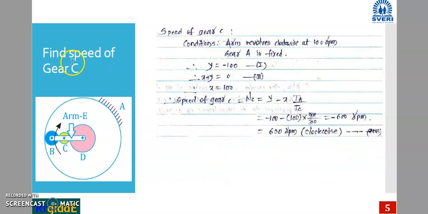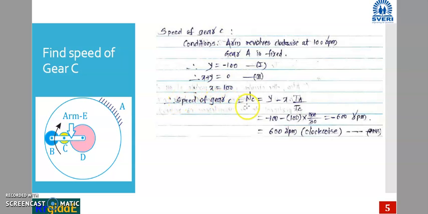Now find speed of gear C. So for speed of gear C, the conditions: arm revolves clockwise at 100 rpm and gear A is fixed. So from this we can get the value of Y is equal to minus 100, and X plus Y is equal to 0. So from equation number 1 and 2, we will get the value X is equal to 100.